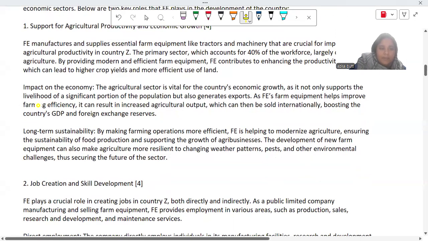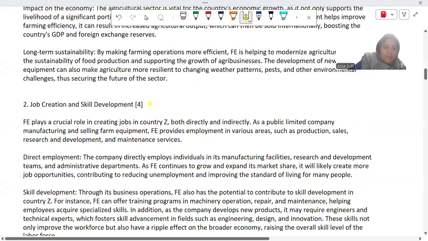Now let's see the second one. This is long-term sustainability. If you want to use it, you can use it. Otherwise, these two paragraphs are enough for the first benefit.